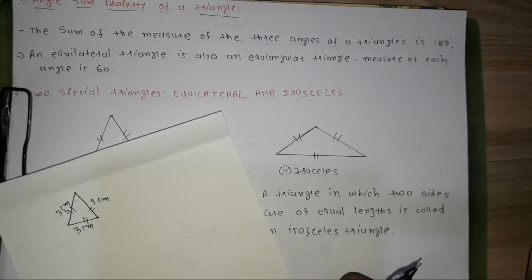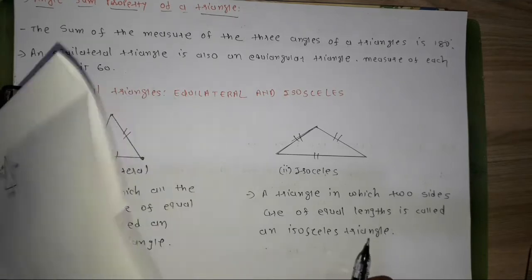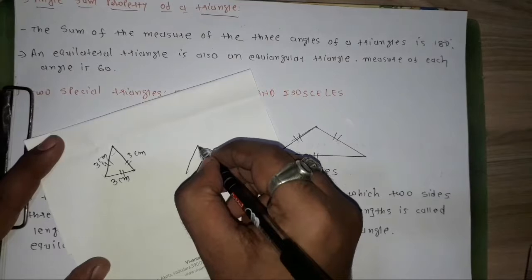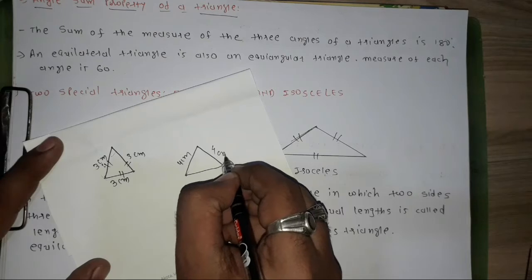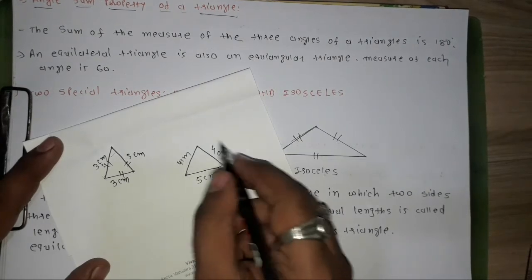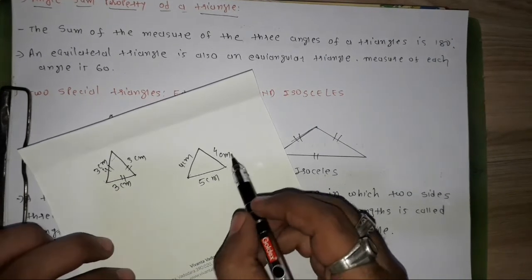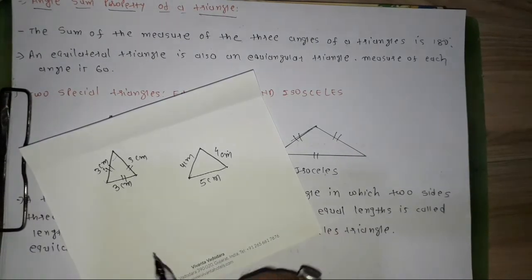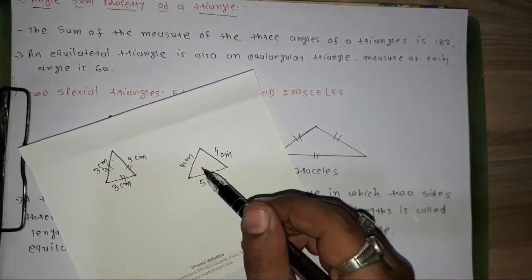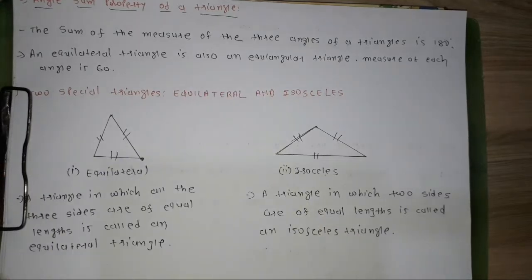Next one is the isosceles triangle. What is an isosceles triangle? A triangle in which two sides are of equal lengths is called an isosceles triangle. For example, in this triangle, the measurement of this side is 4 centimeter, this side is 4 centimeter, and this one is 5 centimeter. So this type of triangle is called an isosceles triangle. Isosceles triangle means a triangle in which two sides are equal but the third one is different.